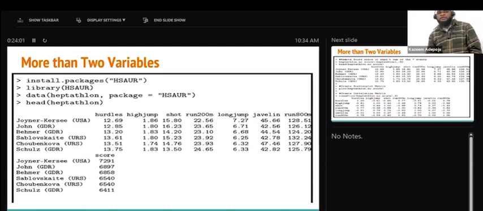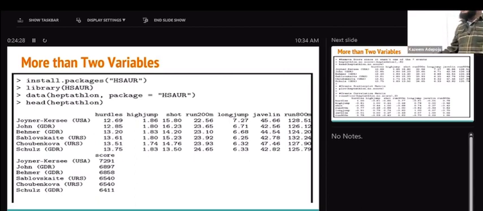Take a look at the first person, Joyner-Kersee from the United States, who participated in hurdle, high jump, shot put, 200-meter run, and so on. This is just displaying 6 persons. There's a lot of them. I just say head. Head means show me the first 6. Now we've got a lot of variables here, right?